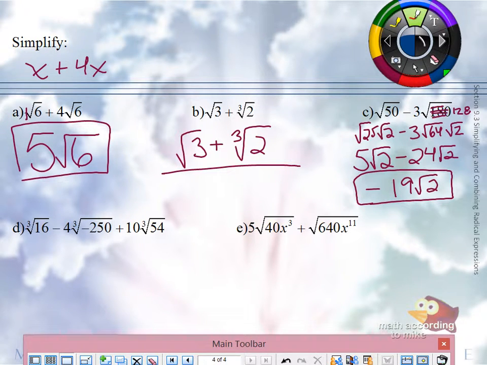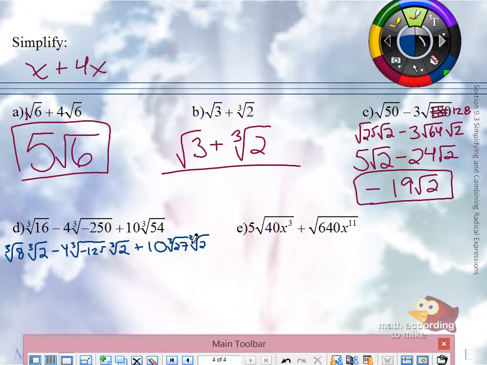So what's the largest perfect cube in 16? Perfect cube. 8. What is the largest perfect cube in negative 250? Negative 125. Not square root 2. Cube root 2. Good. Largest perfect cube in 54. 27. Say it correctly. Cube root of 2.